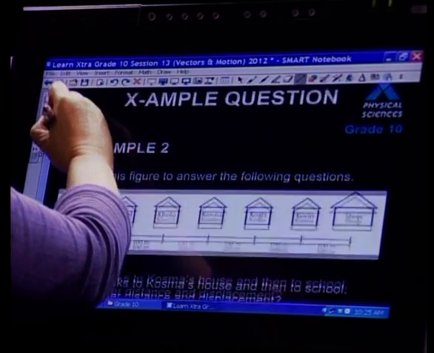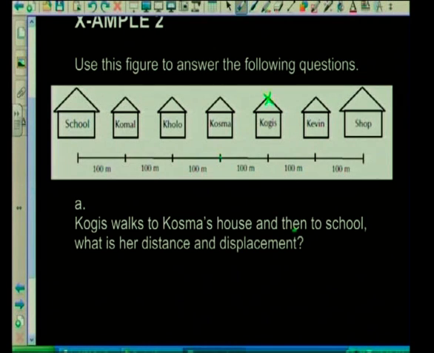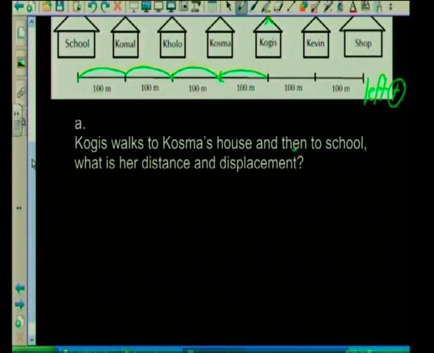Let's look at an example for those. Use this figure to answer the following questions. And what they say to us here is, Jorge, it's a good thing I chose words I could actually pronounce, walks to Cosma's house. So she goes left. We're now going to choose, just because that was my original direction, left as positive. So anything that happens to the left is positive, okay? She walks to Cosma's house, and then she walks to school. So that's 100 meters plus 100 plus 100 plus 100. So nice and easy. Her distance, we don't actually care which direction she went in, is 400 meters.